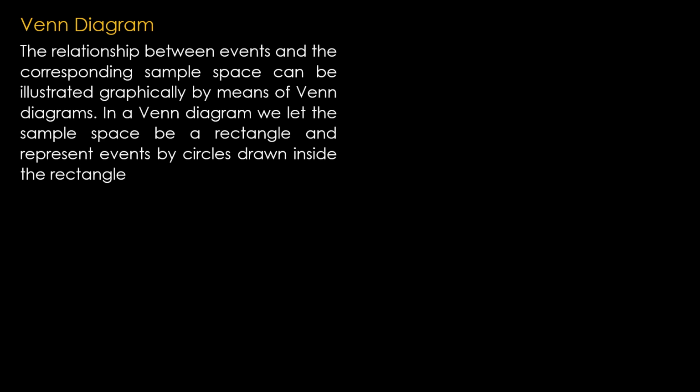Okay. Next, Venn diagram. And again, this is also a review. Venn diagram: the relationship between events and the corresponding sample space can be illustrated by means of a Venn diagram. In a Venn diagram, we let the sample space be a rectangle and represent the events by circles drawn inside the rectangle.